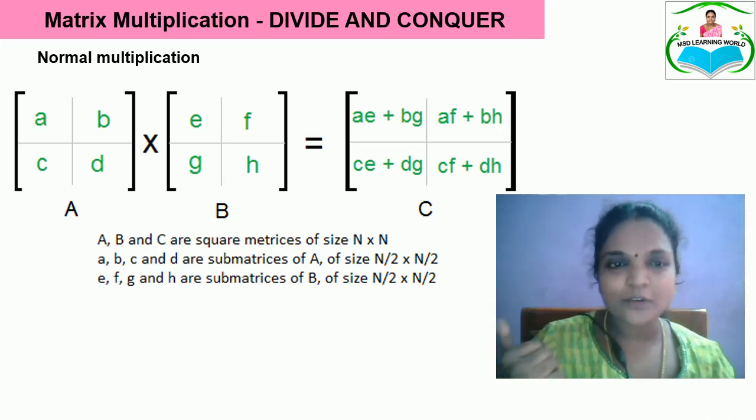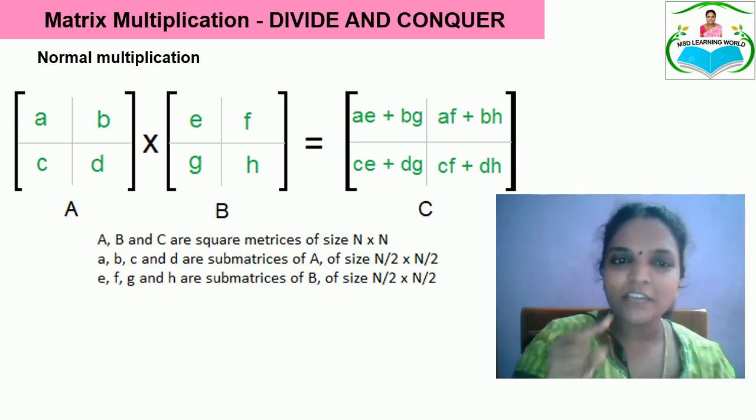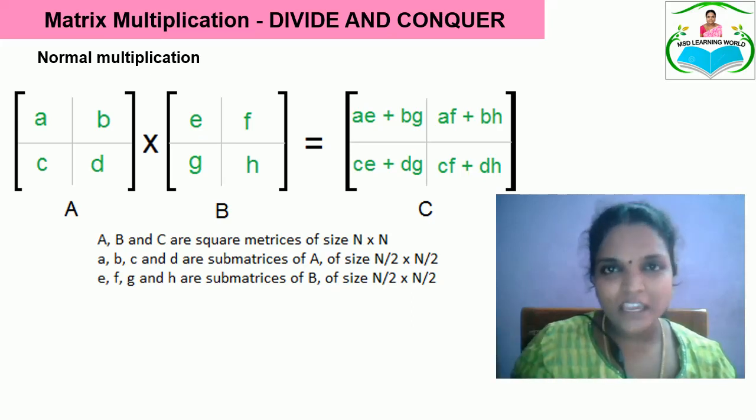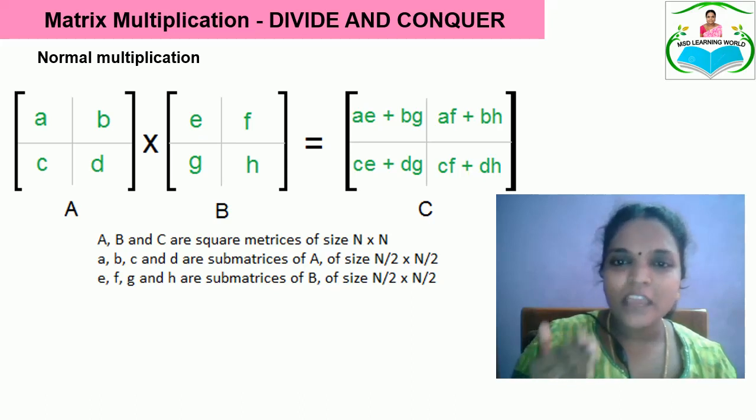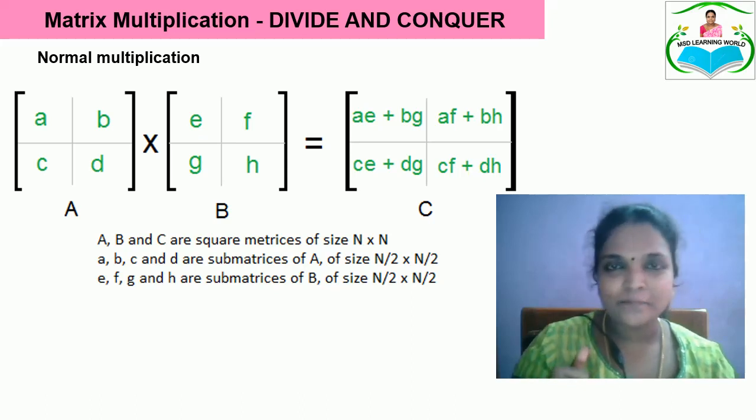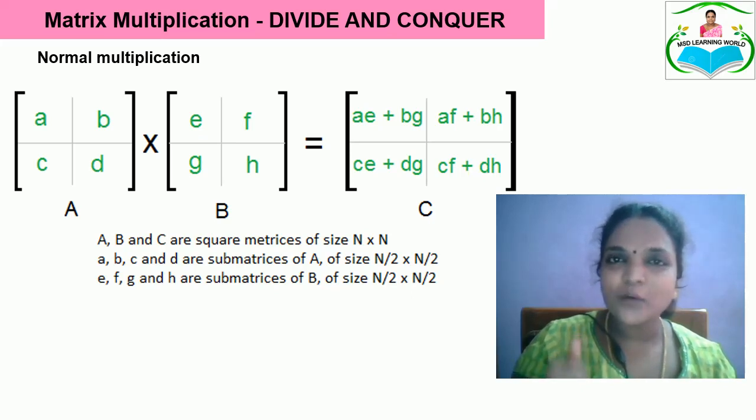When we come to the second row, CE plus DG will be the first value of the second row, and CF plus DH will be the second value of the second row. So this is how we perform the matrix multiplication. Here we can clearly notice that we are performing 8 multiplications with 4 additions. So we have to see how the time complexity can be improved by using divide and conquer. Let us see how the normal matrix multiplication can be improved to have a good time complexity.